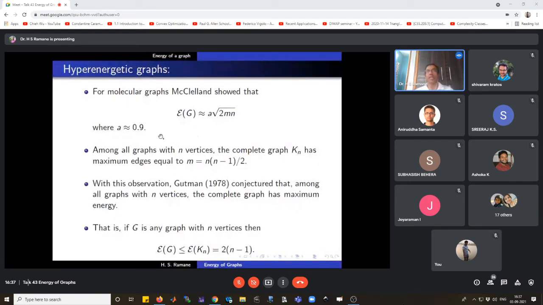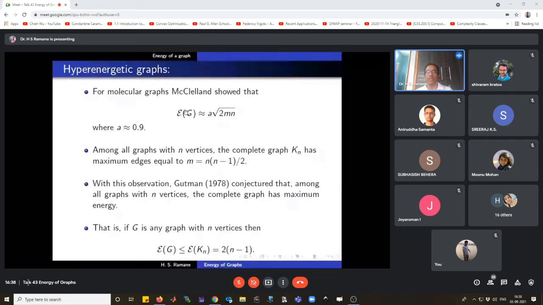Now come to the hyperenergetic graphs. The McClelland bound is energy of G less than or equal to the square root of 2mn, as we have seen. And in chemistry, for molecular graphs, it turns towards approximately a times the square root of 2mn, where a is 0.9. So the energy of G is almost equal to a times the square root of 2mn.